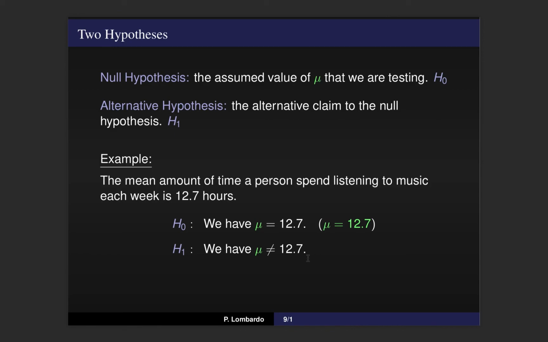And there's two ways that this could happen. You could have a mean that's bigger, or you could have a mean that's smaller. And so we're eventually going to call this thing a two-tailed test to account for those two different ways that you could have a not equals in your alternative hypothesis claim.